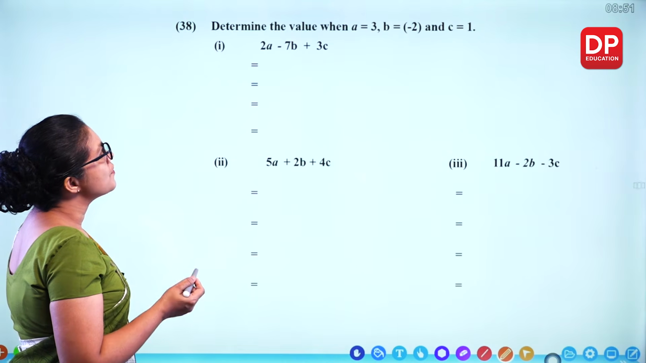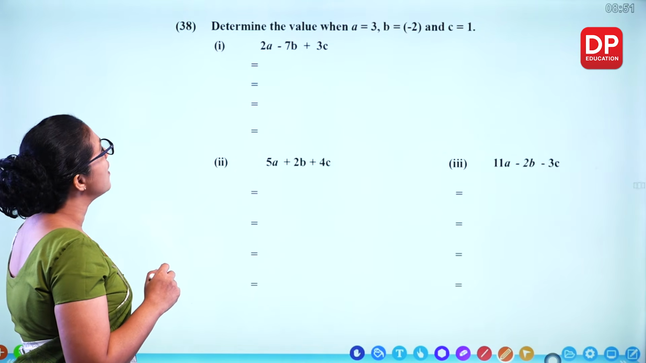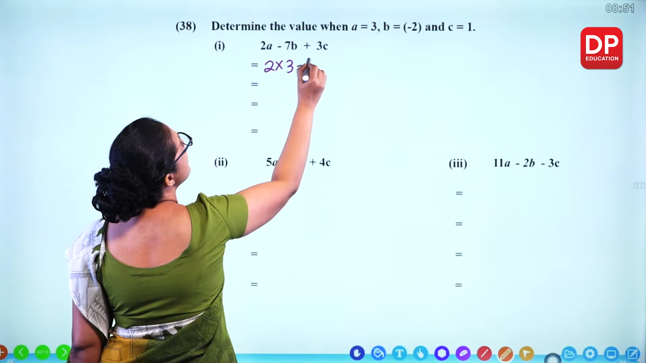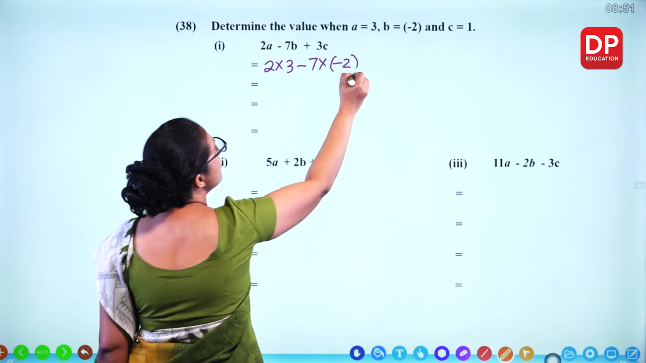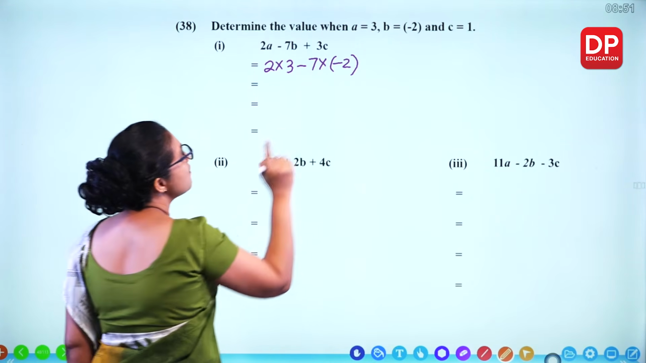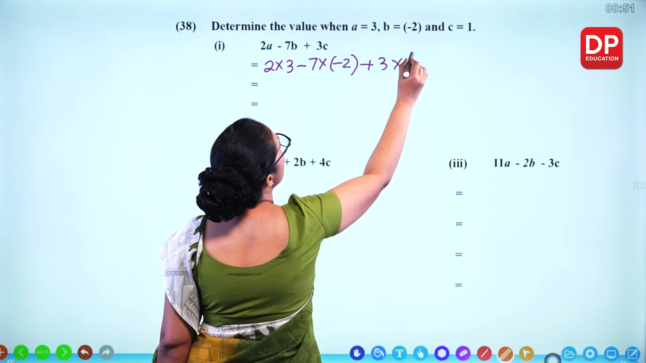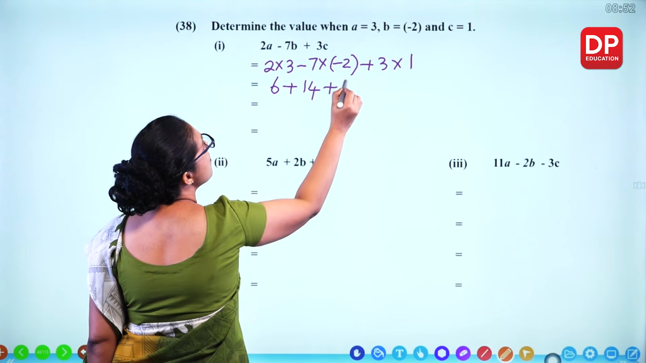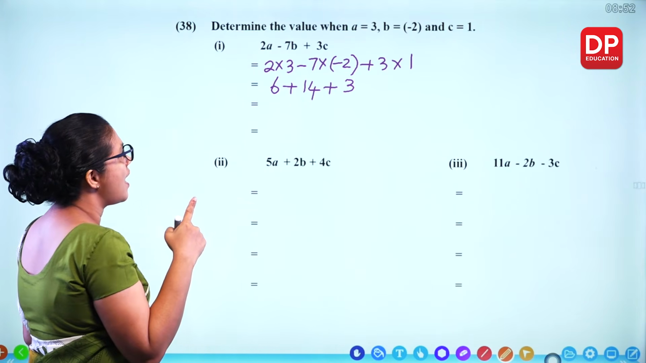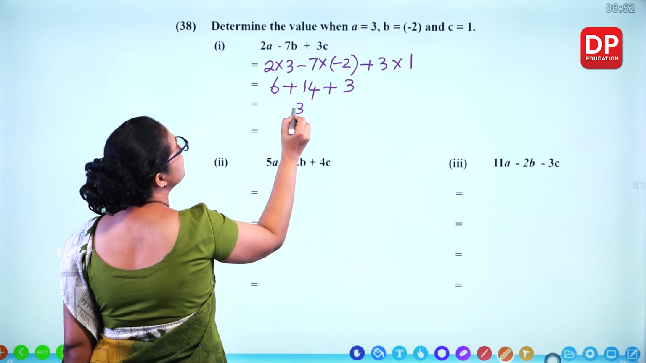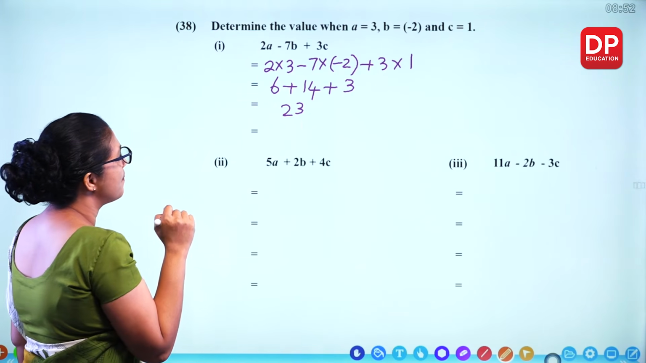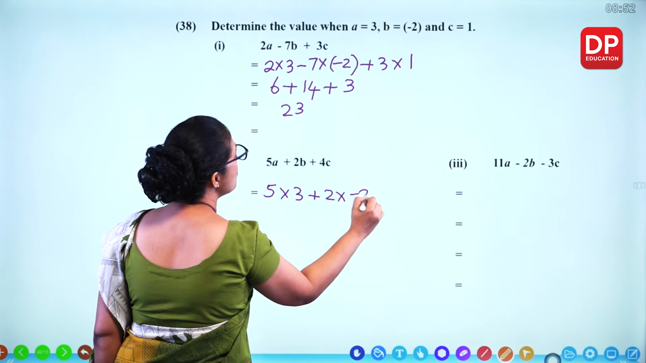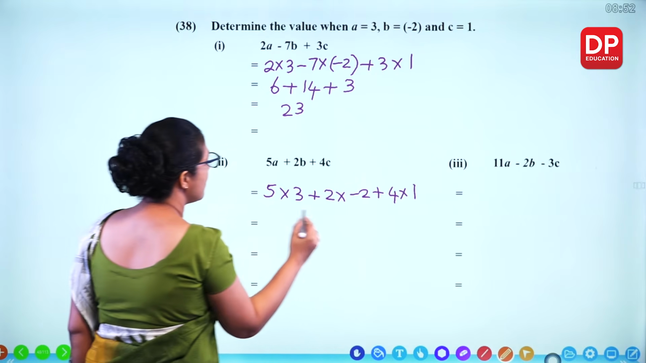Determine the value when a equals 3, b equals minus 2 and c equals 1. So just substitute the values. 2 times 3, 7 times minus 2. Make sure you put brackets when you get negative numbers. 3 times 1. 6 minus minus is plus 14 plus 3. So 6 plus 3 is 9. 9 plus 14 is 23. This one, 5 times 3, 2 times minus 2 and 4 into 1.